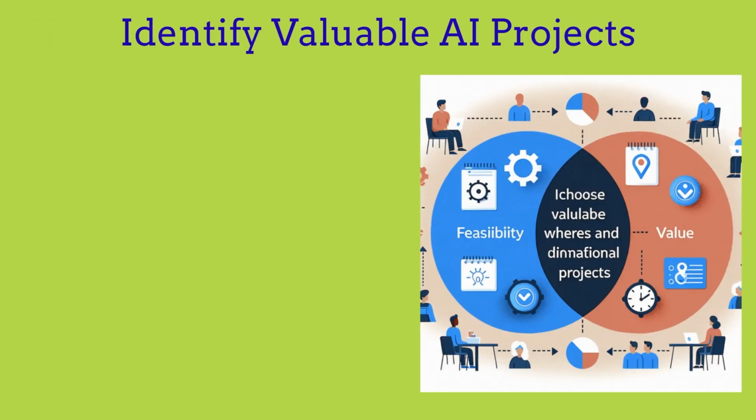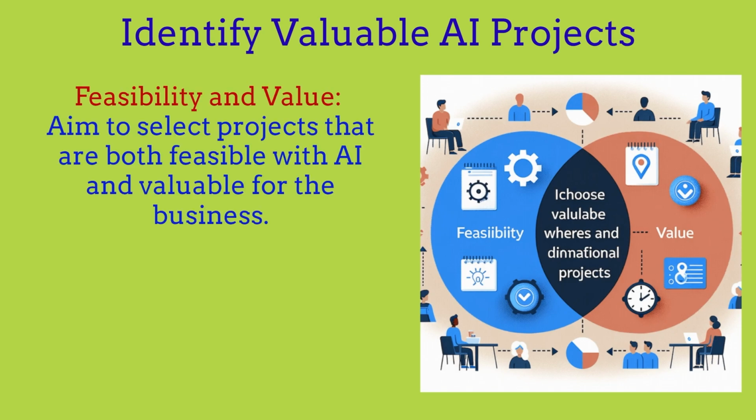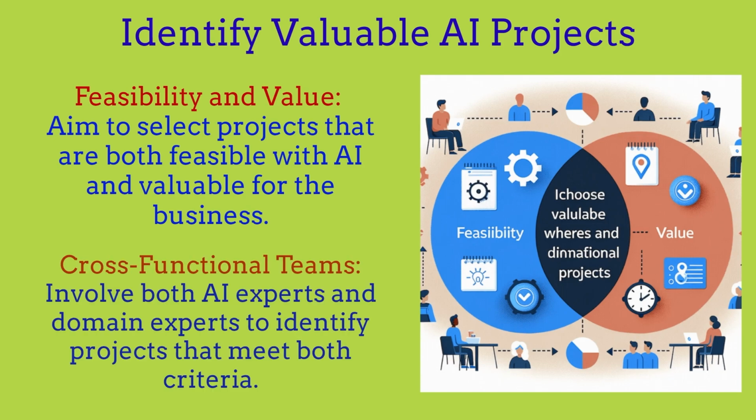So the first step is to actually identify valuable AI projects inside of your business. Feasibility and value: aim to select projects that are both feasible with AI and also have value to the business. You should also consider having cross-functional teams, which involves both AI experts and domain experts, to identify projects that can meet both criteria of feasibility and value.